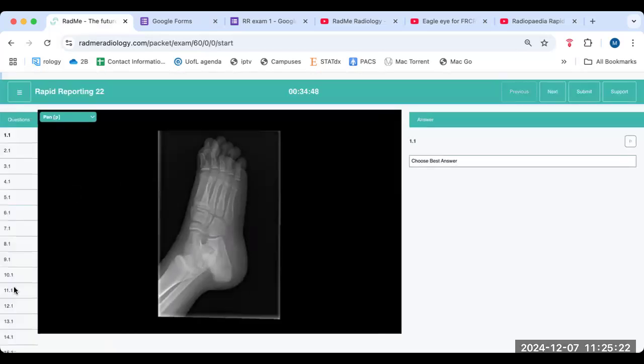In this approach, or in this style, I will not zoom. I will not change the window. I will not do anything. I will have a general look or a quick look in the image. If there is obvious abnormality, I will write it down. If there is no obvious abnormality, I will keep it blank, and then I will go back to it after the first run.